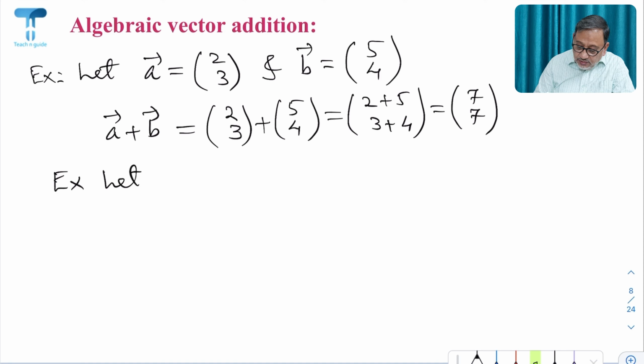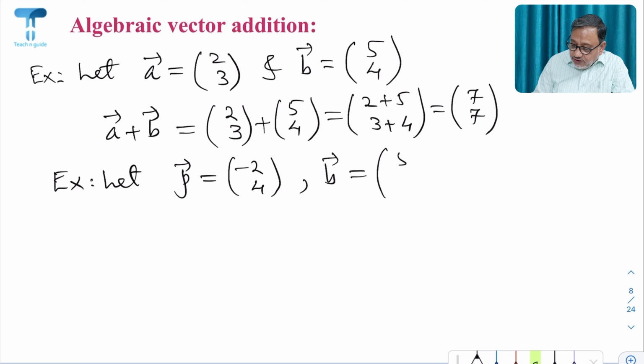Let vector p be minus 2 and 4 and vector b is 5 and minus 2.